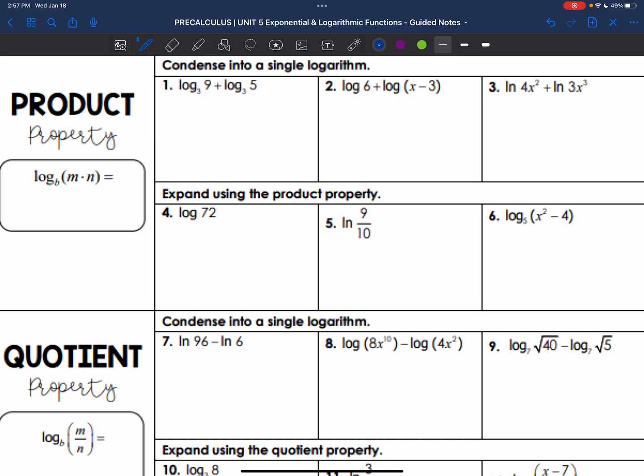The product rule says that if you're taking the log whose base is b, and inside you have things that are multiplying, that is the same thing as taking the log base b of m and adding to that log base b of n. This version right here is what we call condensed. And the way it's written down below here is what we would call expanded.